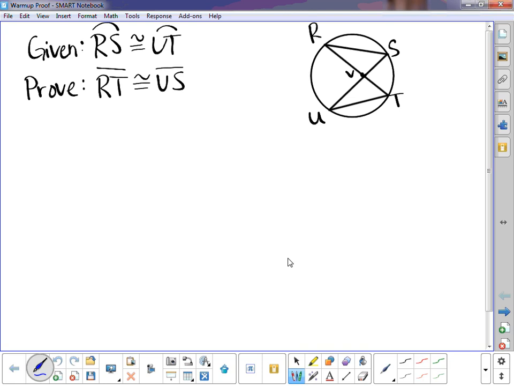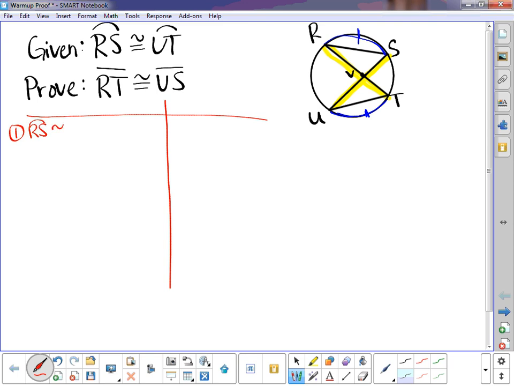So we're given that RS is congruent to UT. And we're trying to show that RT, this whole thing, is congruent to this whole thing. Alright. So we have our given RS is congruent to UT. That's given to us. Alright, so in trying to show those triangles are congruent, what did we use? What's something that we used?